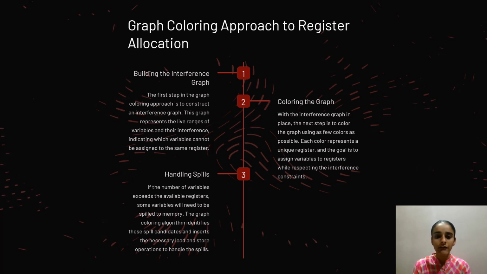Handling spills. If the number of variables exceeds the available registers, some variables will need to spill to memory. The graph coloring algorithm identifies spill candidates and inserts the necessary load and store operations to handle the spills.